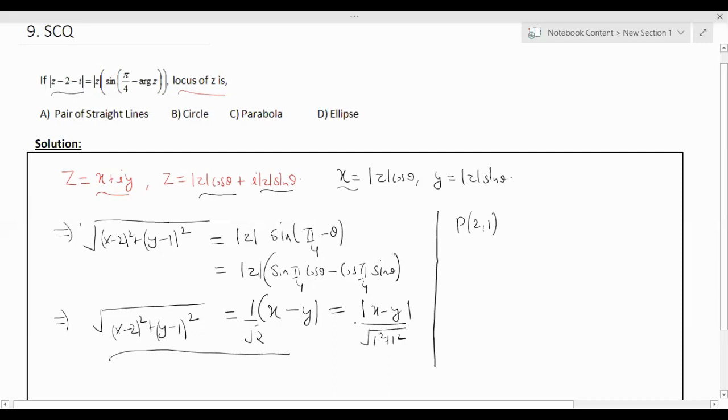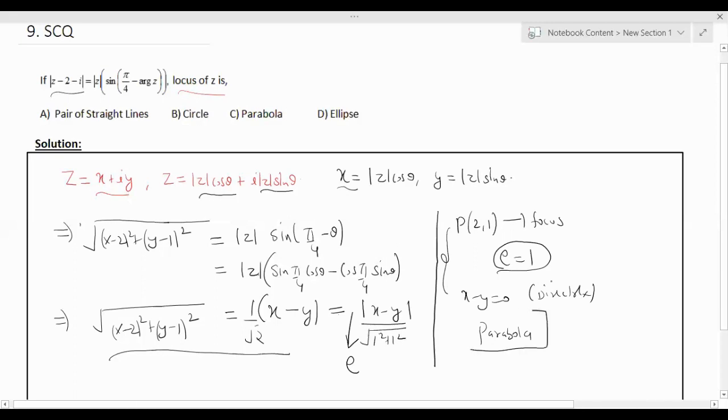Is equal to, see, there is no coefficient. Generally in this place you'll have the eccentricity, but since it is not there, that eccentricity value is equal to 1, and this term, modulus of x minus y by under root of 1 square plus 1 square, that is simply the distance from the directrix. So point P will be your focus of this conic, and x minus y equals 0 will be the directrix. Observe this, there is no coefficient here, so I can assume that eccentricity is 1, and if eccentricity is equal to 1, that conic has to be what? Parabola. So I hope you understood the problem. Let's move to the next problem.